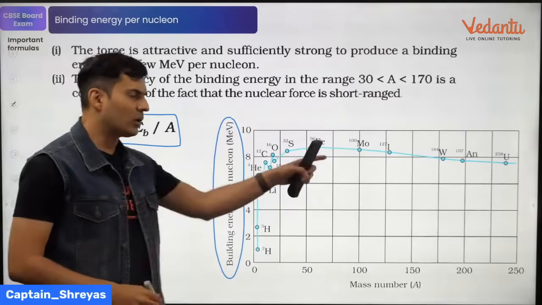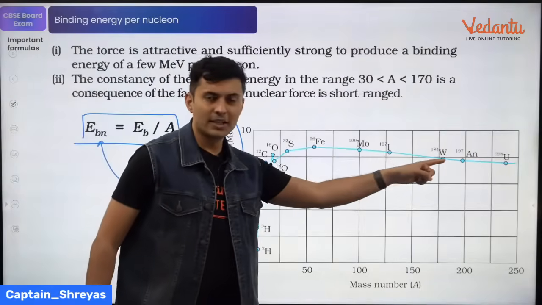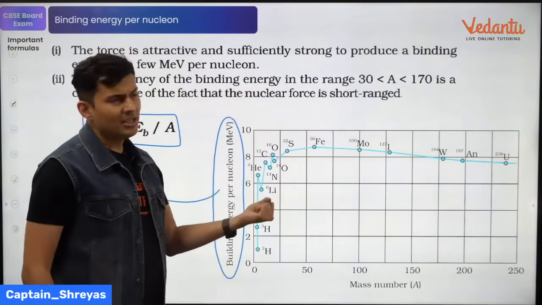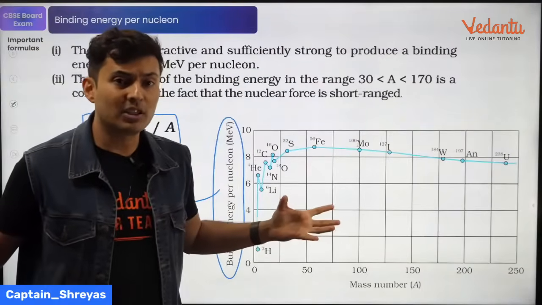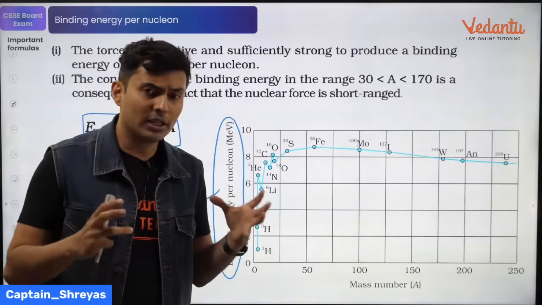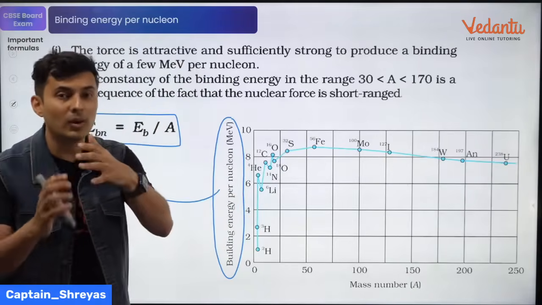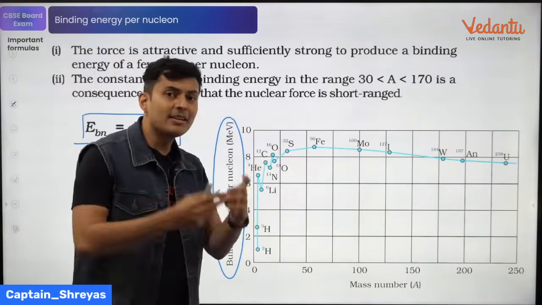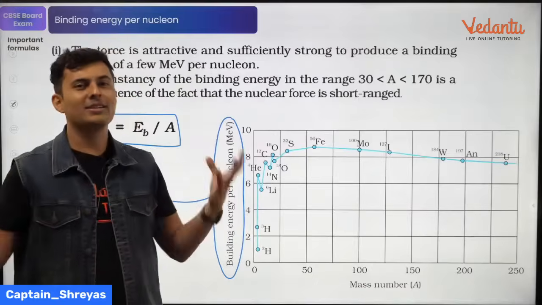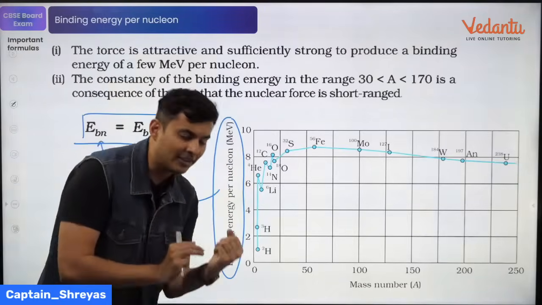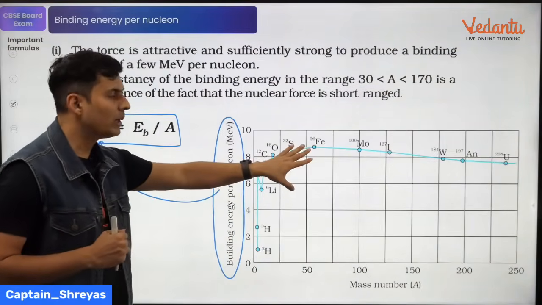If you draw it for all the elements, it increases till iron, and after that it decreases for heavy elements. When the energy released when the nucleus is formed is good, then that nucleus is very stable. So hence it is said that iron is the most stable nucleus, because the energy released when it is formed is the highest per nuclear particle. More energy released means it will go to a lower energy state and become more and more stable. So that's why these elements want to become iron.